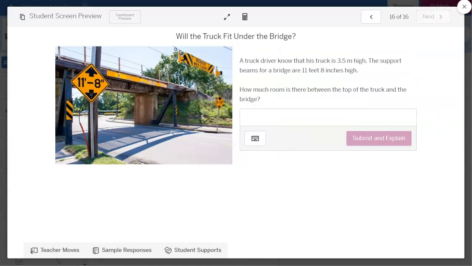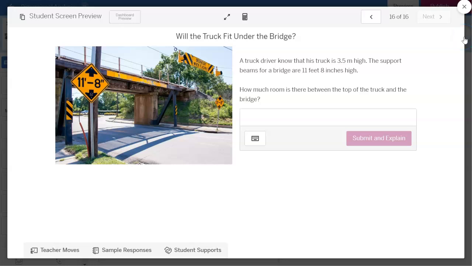And this is a really good rich task. It does have multiple layers to it. So as soon as they do type an answer in, they're going to be asked to explain what they're doing. So they should submit some kind of work along with their answer. So the question is, will the truck fit under the bridge? Yes or no? And then how much room is there between the top of the truck and the bridge? They're going to have to do some calculations here.